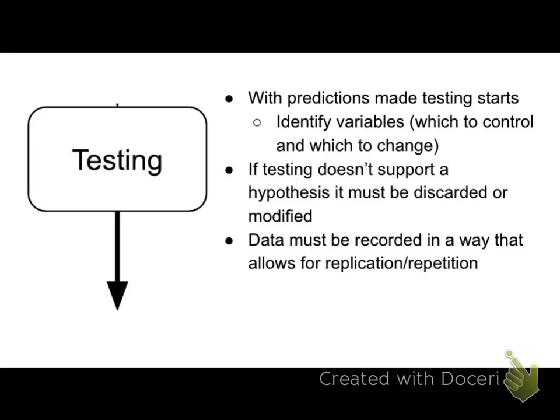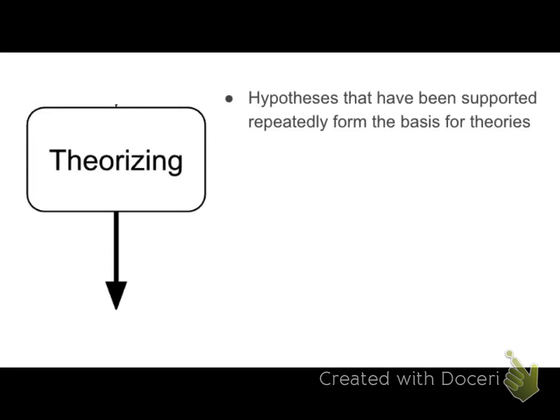The end point of this is exact replication for the purpose of double checking. Okay? Because if your hypothesis is supported repeatedly, it starts to form the basis for a theory. So if we do experiment after experiment after experiment, and the data continues to support your hypothesis, we start to shape that into a theory.